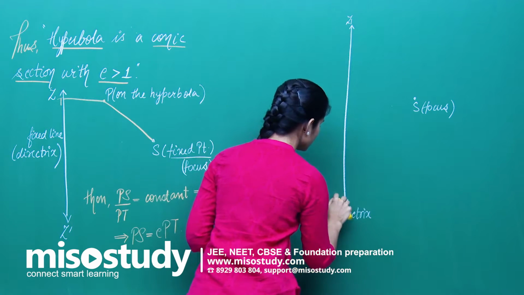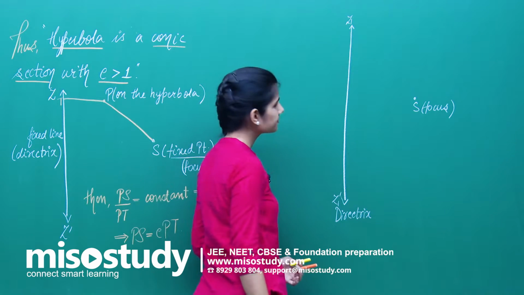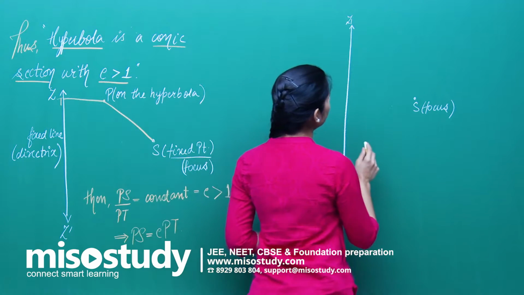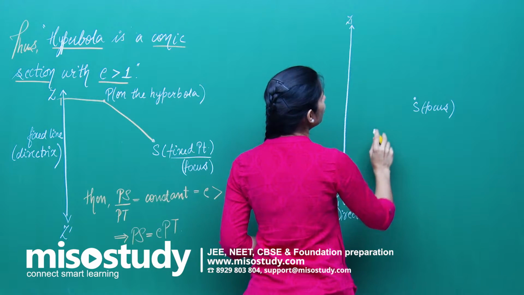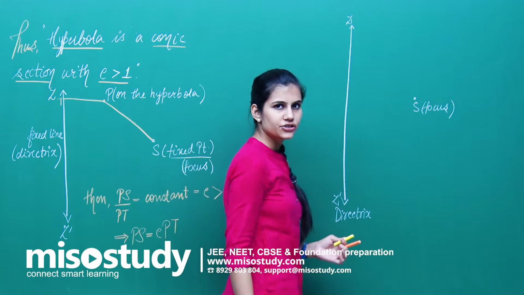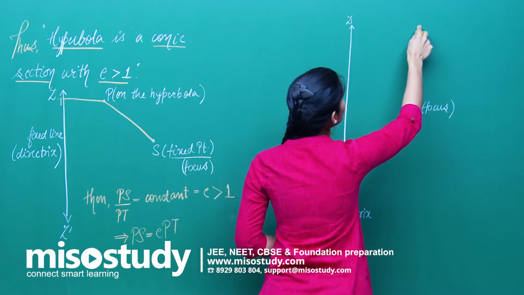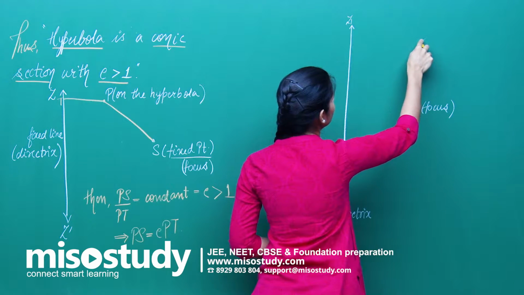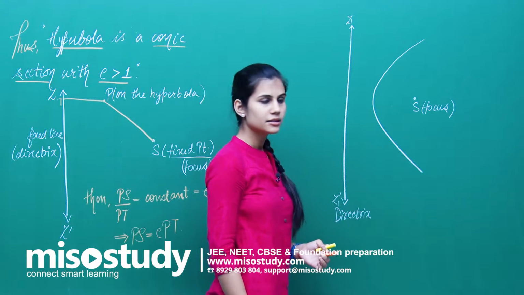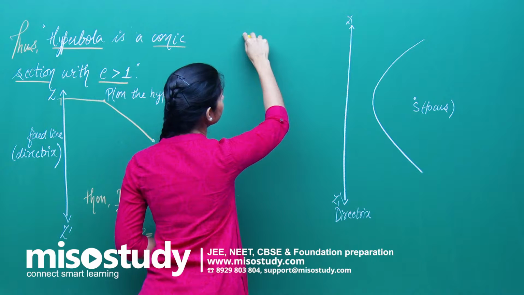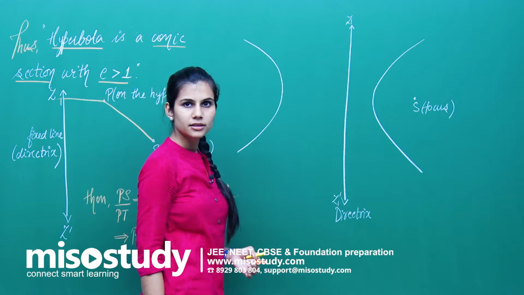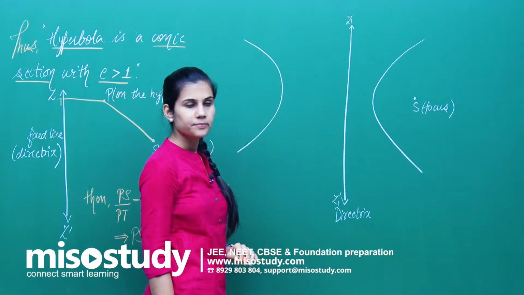Say Z1, Z1 dash. In this case, all the points such that the ratio of their distances from S upon its distance from this directrix is constant greater than 1 is going to come out to be this as well as this. Now what is this trying to say?